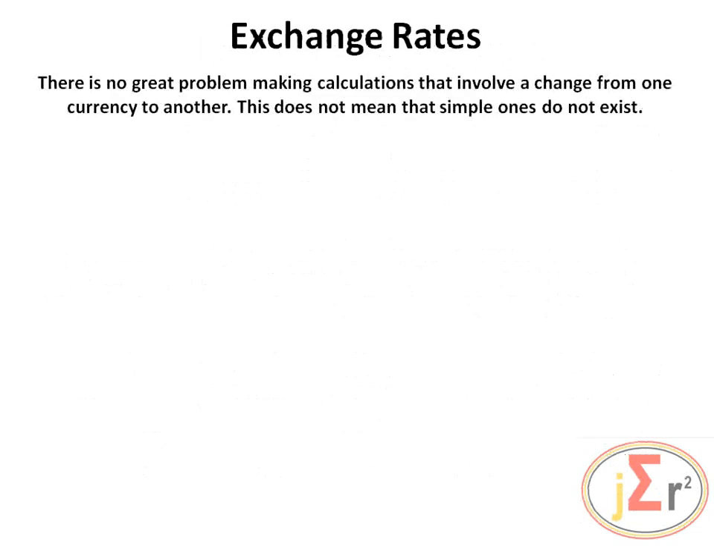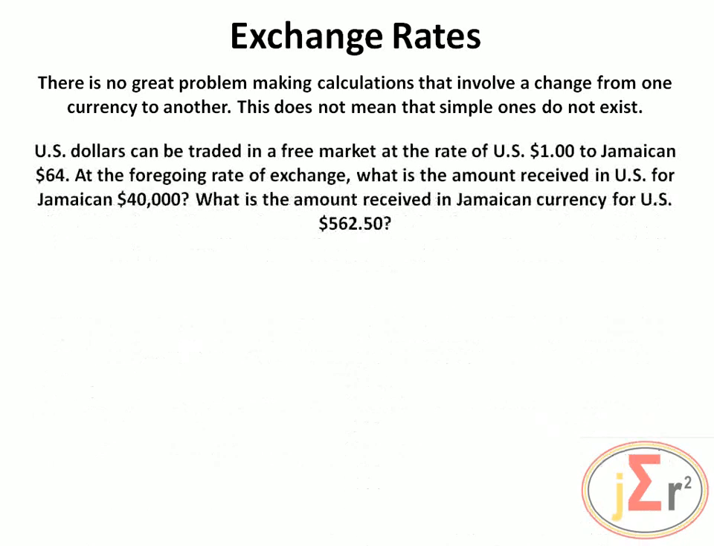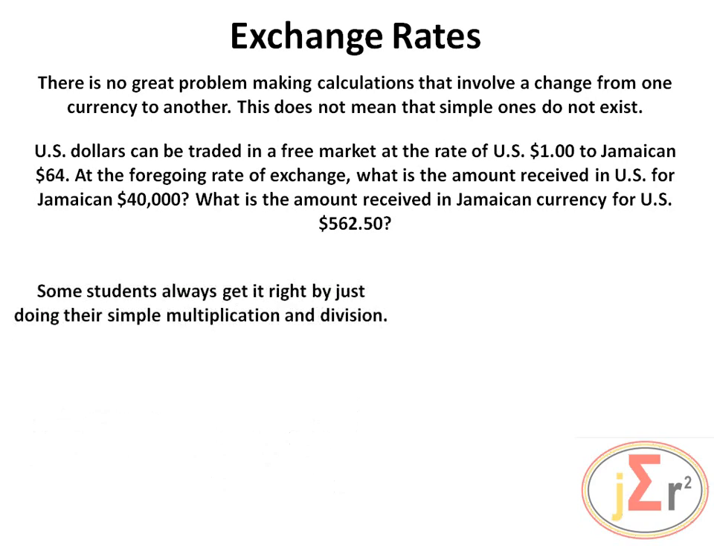There is no great problem making calculations that involve a change from one currency to another. This does not mean that simple ones do not exist. US dollars can be traded in a free market at the rate of US $1 to Jamaican $64. At the foregoing rate of exchange, what is the amount received in US for Jamaican $40,000? And then, what is the amount received in Jamaican currency for US $562.50?